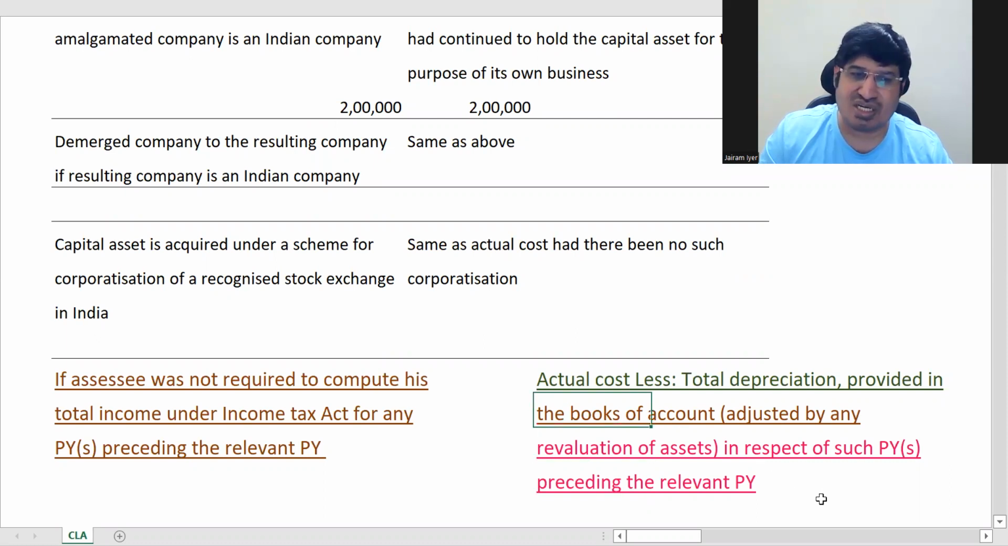So here there is no notional depreciation. If he was not required to compute his total income, that's why he did not charge any depreciation. Then you just take whatever depreciation he has charged till your previous year, and from the previous year we will give as per our rules.